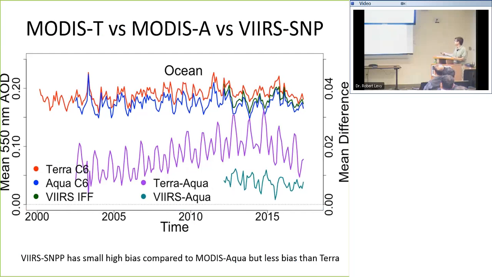And this is just kind of the time series too. This is Terra versus Aqua. This is the VIIRS versus Aqua, and these are again collection 6. We expect the collection 6.1 from MODIS will still have the same.